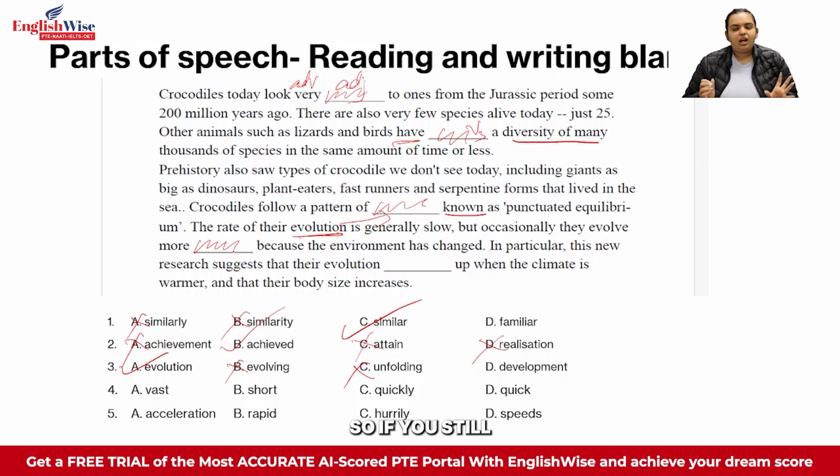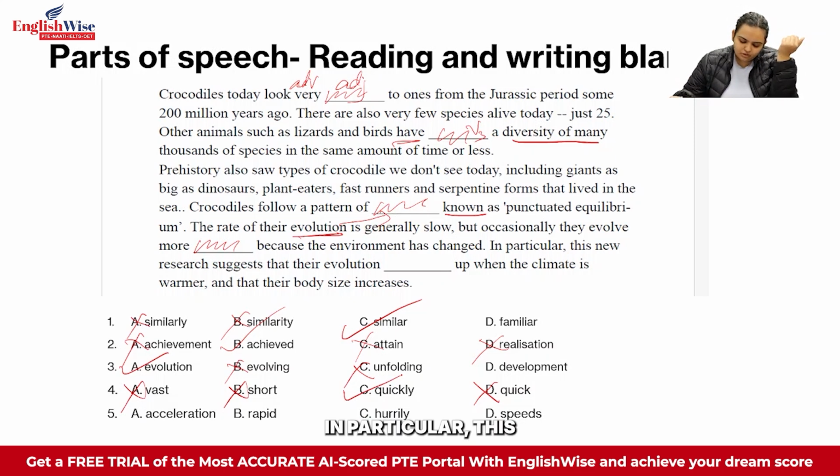So if you still have a blank, you either put an adjective or an adverb. Over here there is no noun given, so we will select that this blank is not before a noun. That means we can put an adverb over there. Let us look at adverbs. Quick is an adjective, short is an adjective, vast is an adjective, so we simply go with quickly. So they evolve more quickly.